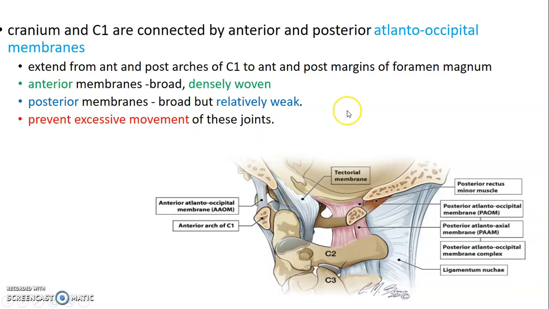Okay, so the cranium and C1 are connected by atlanto-occipital membrane. So this is your posterior atlanto-occipital membrane, and this is anterior atlanto-occipital membrane. These usually extend from posterior arcs of C1 to anterior and posterior margins of foramen magnum. The anterior membrane is broad and densely woven, so these membranes prevent excessive movement of the atlanto-occipital joint.